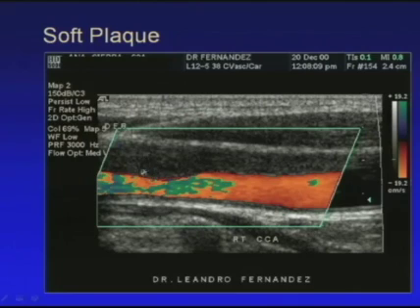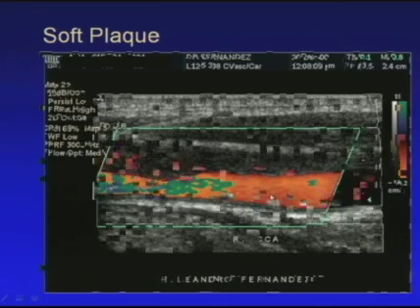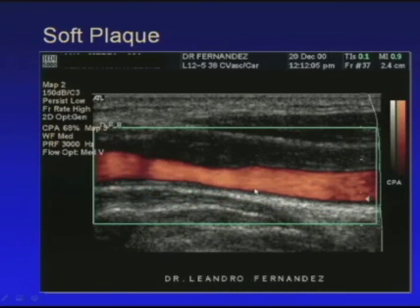Another example, this is a soft plaque. The soft plaque is also called fibrolipidic plaque. Both expressions can be used. Here with B mode, then the use of color Doppler, here with power Doppler.